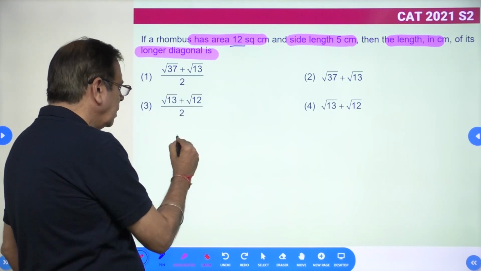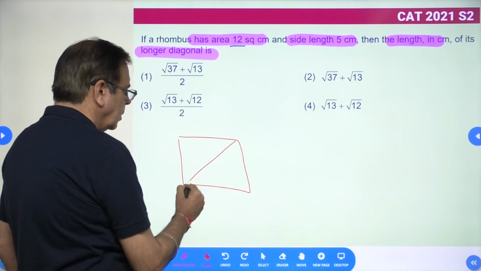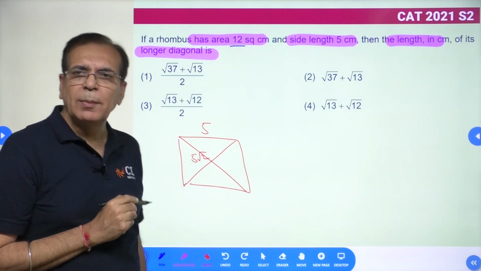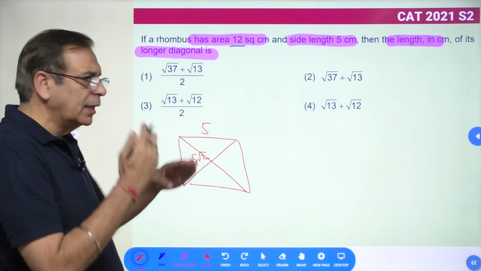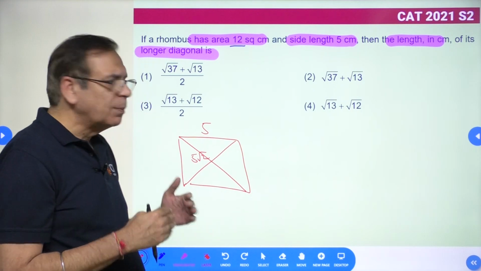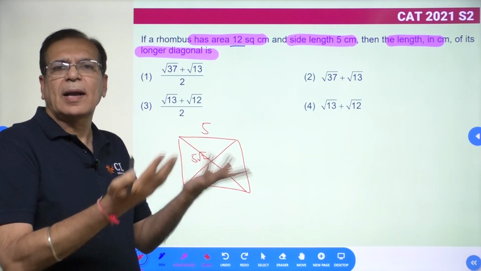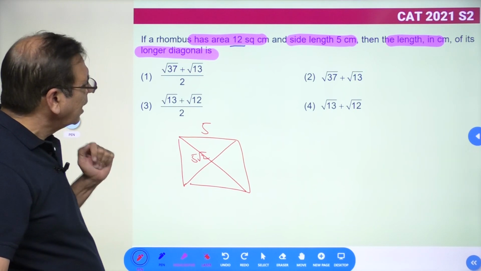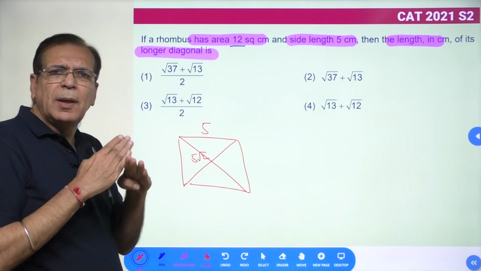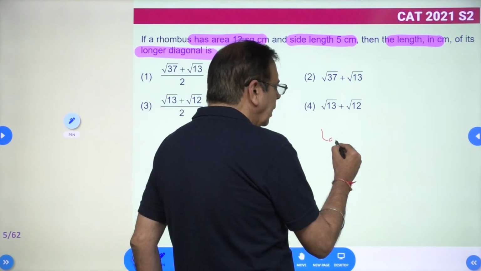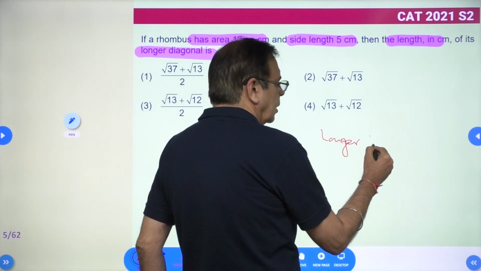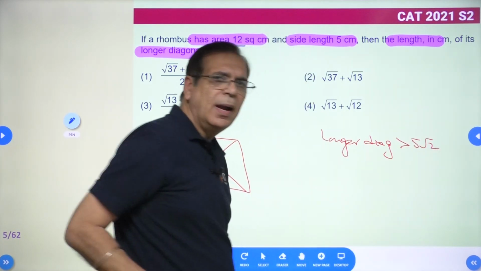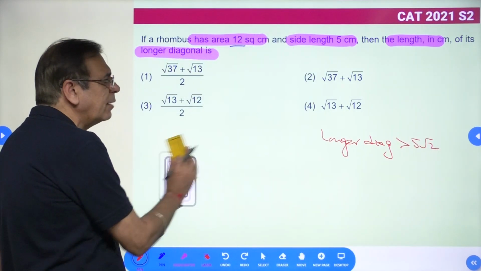Now, if it was a square, the diagonal will be 5 root 2 and both the diagonals will be equal length. So if the diagonals are of the same length, that means it is a square, and square is a kind of a rhombus only. Okay. Now, so if I look at this, जब दोनों की length बराबर है तो 5 root 2, so my longer diagonal should be greater than 5 root 2. My answer should definitely be greater than 5 root 2.